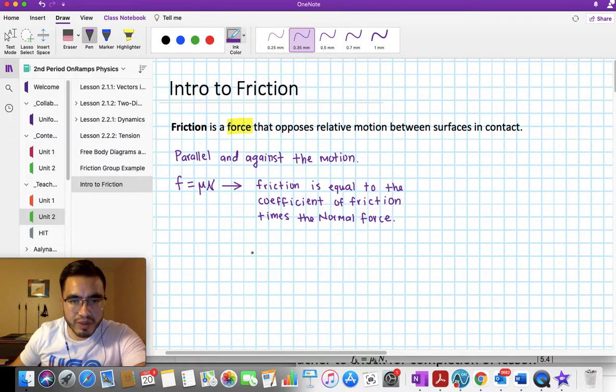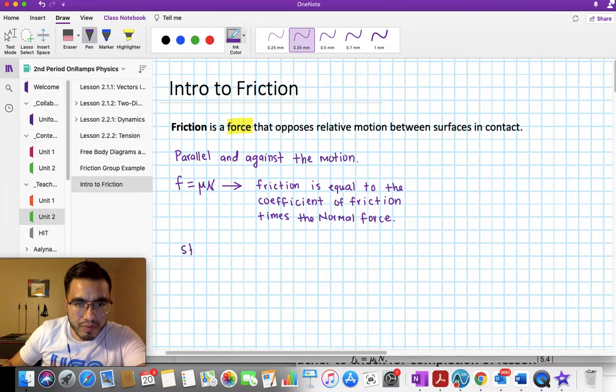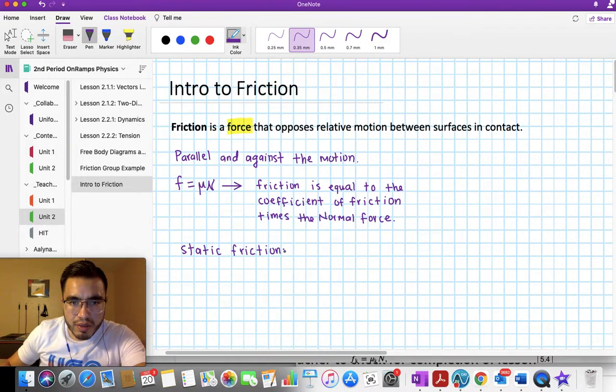Now, normally we have kinetic and static friction, and we're going to define what those are, or kind of just explain what those are. So kinetic friction, well, let's start with static. Static friction. We write as F sub S because it's static, and that is equal to the coefficient of static friction, mu sub S, times the normal.